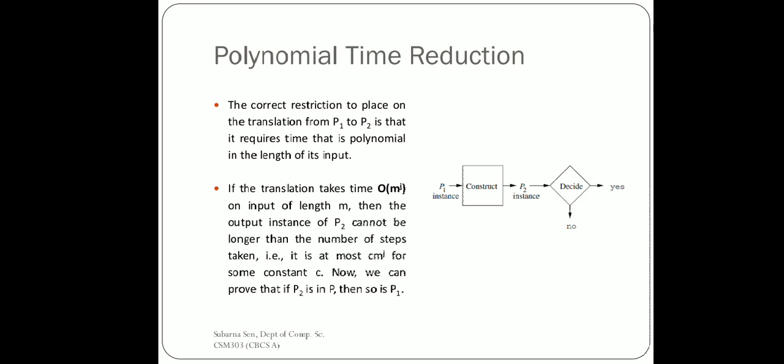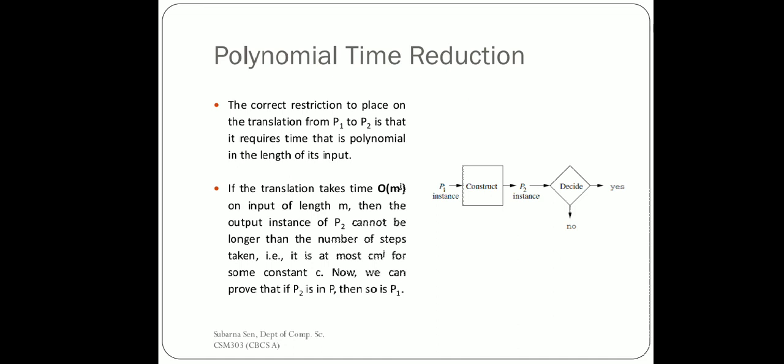So we have to come to this concept. Somehow we have to make the construction algorithm such that it consumes a polynomial amount of time. If we can make the translation of P1 to P2, the construct block, executable in polynomial amount of time, then only can we prove that P1 is also in P, since P2 is also in P, right?